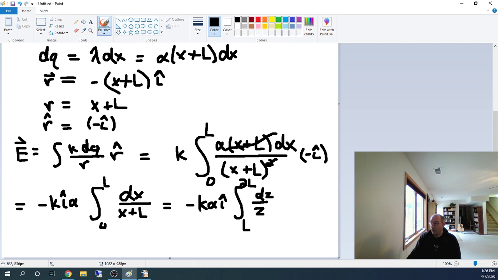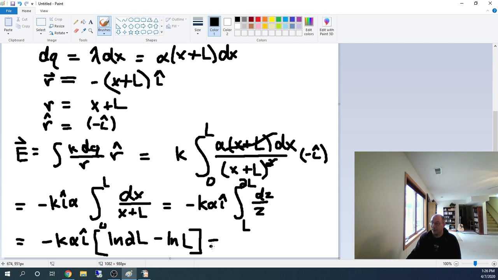Okay, now when I perform this integral, this is just a natural log, right? The integral of dz over z is the natural log. I get negative k times alpha times I hat. And then I get the natural log of 2L, I'm going to put a bracket there, minus the natural log of L.